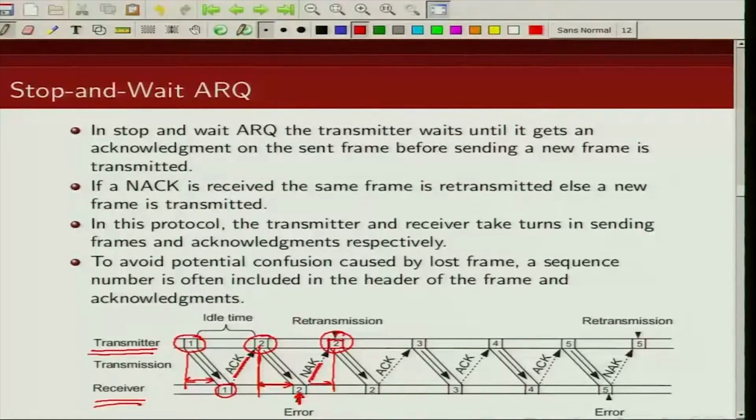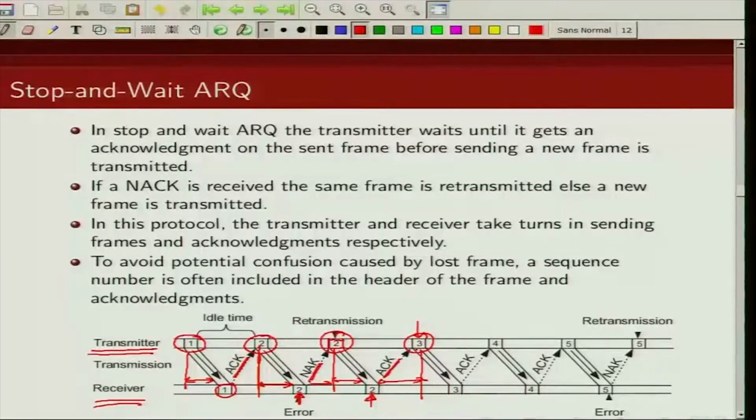And again, after some delay, this packet is received at the receiver. This time it is received correctly, so the receiver sends an acknowledgement. After some propagation delay, this acknowledgement is received at the transmitter. Since it's a positive acknowledgement, the transmitter will decide to send a new frame, in this case frame number 3.